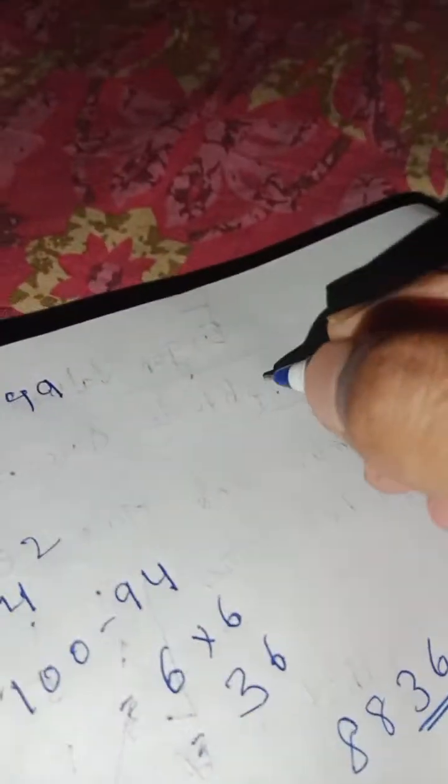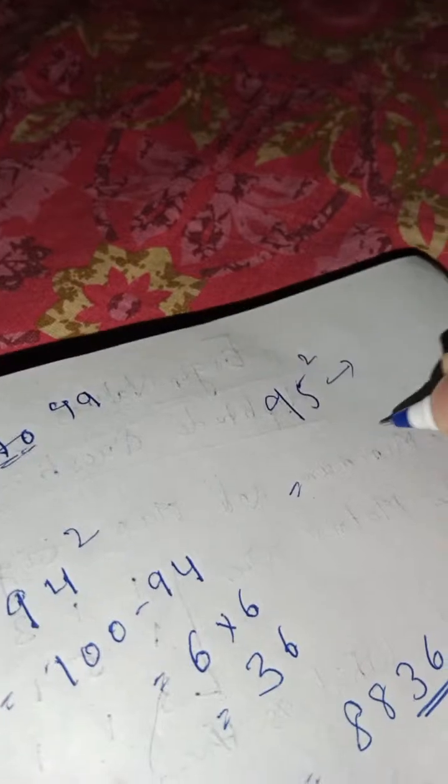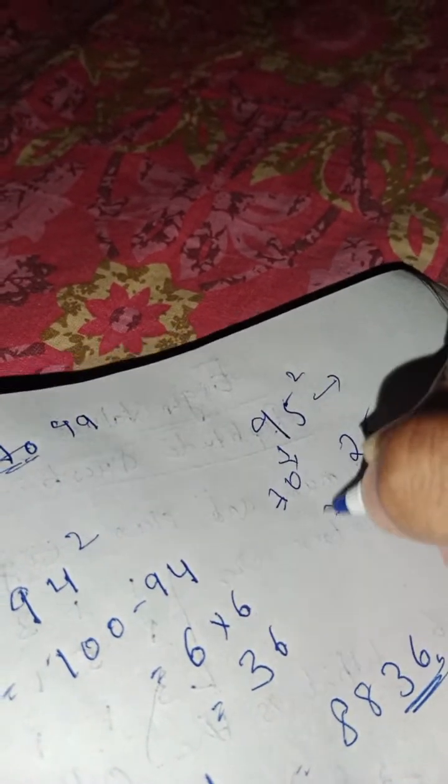So once we'll do with 95. So 95 square is easy. 5 square is 25. After 9 we'll be getting 10. 10 nines are 90. 9025.